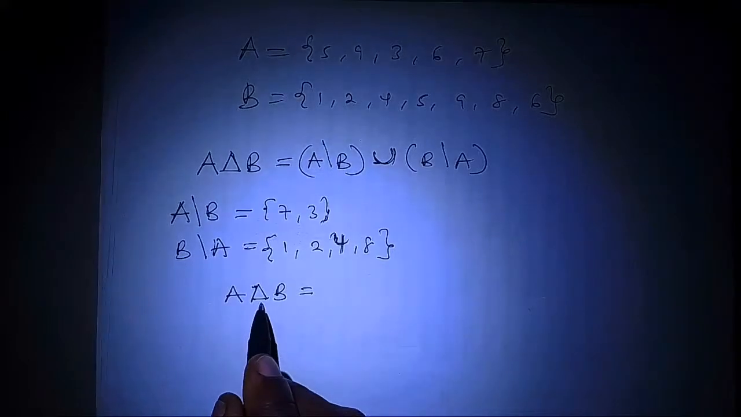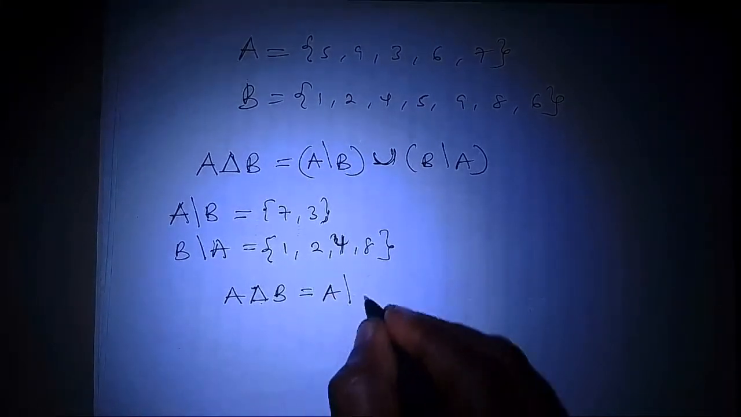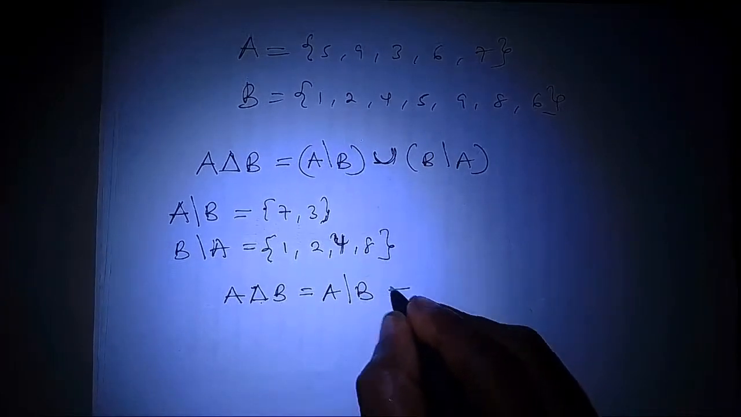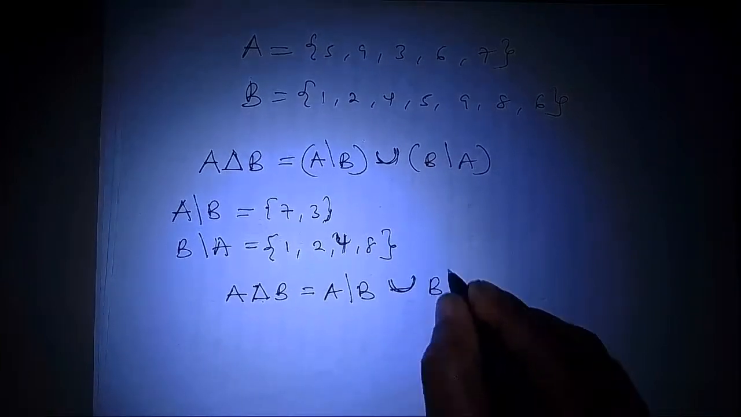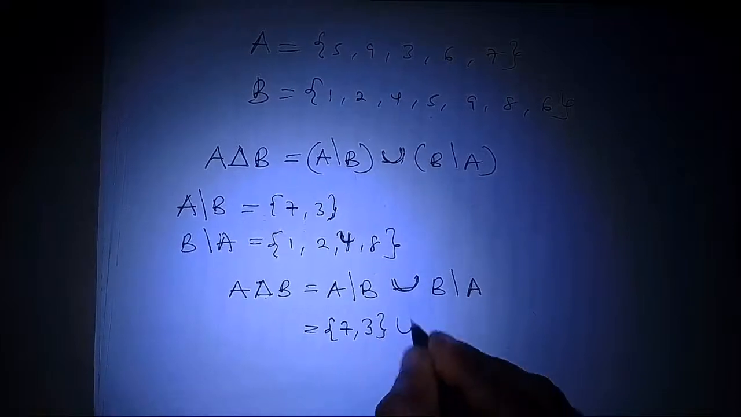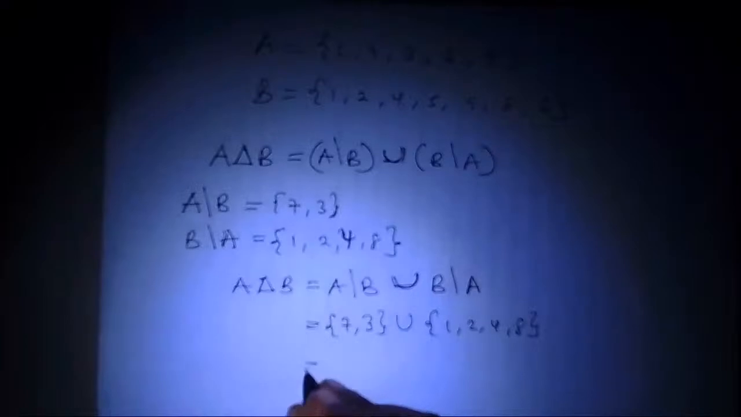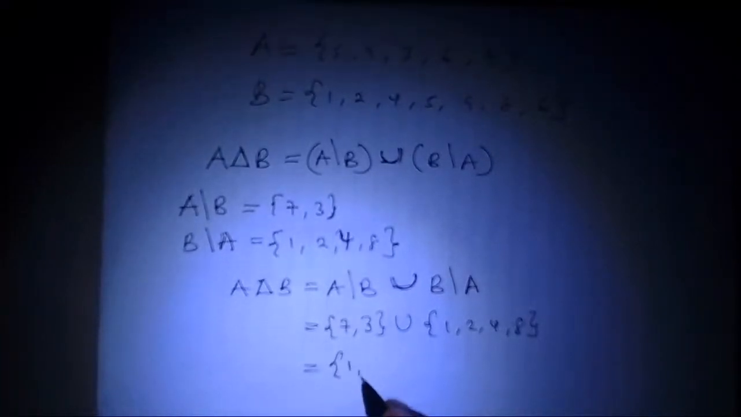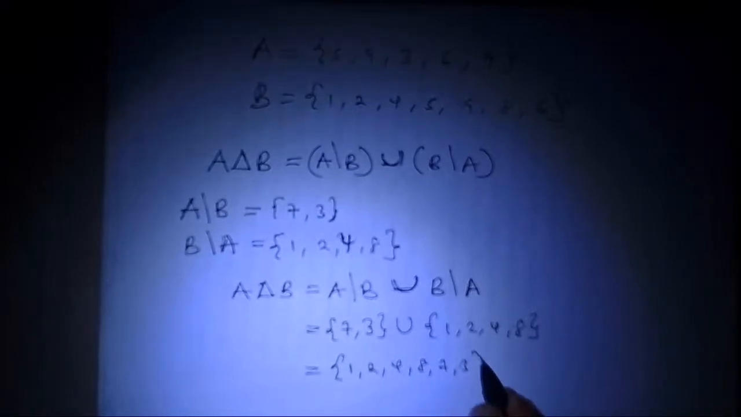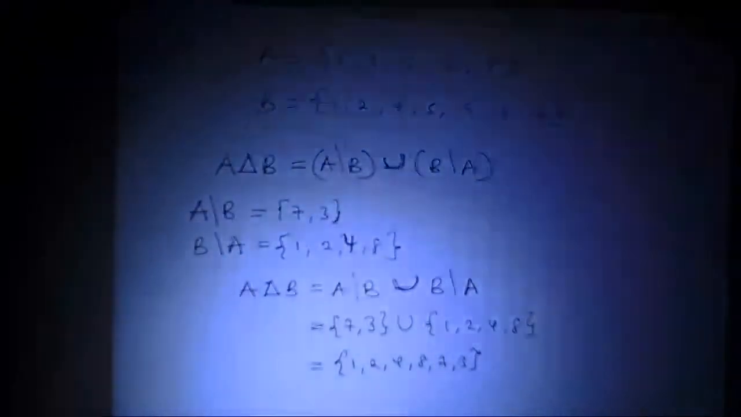So A symmetric difference B would give you the union of A minus B and B minus A. So that will give us 7, 3 union 1, 2, 4, and 8. Now the union of these two sets will be 1, 2, 4, 8, 7, 3, or any order you want to arrange it.